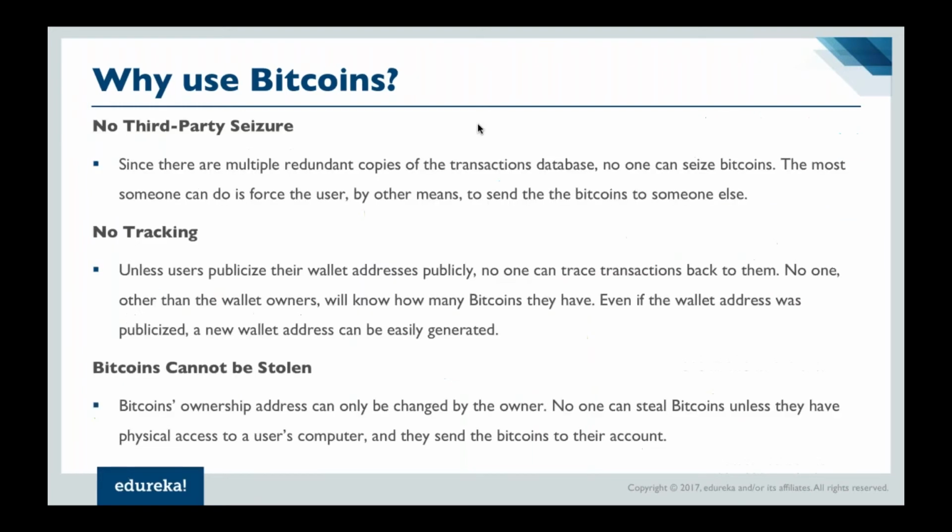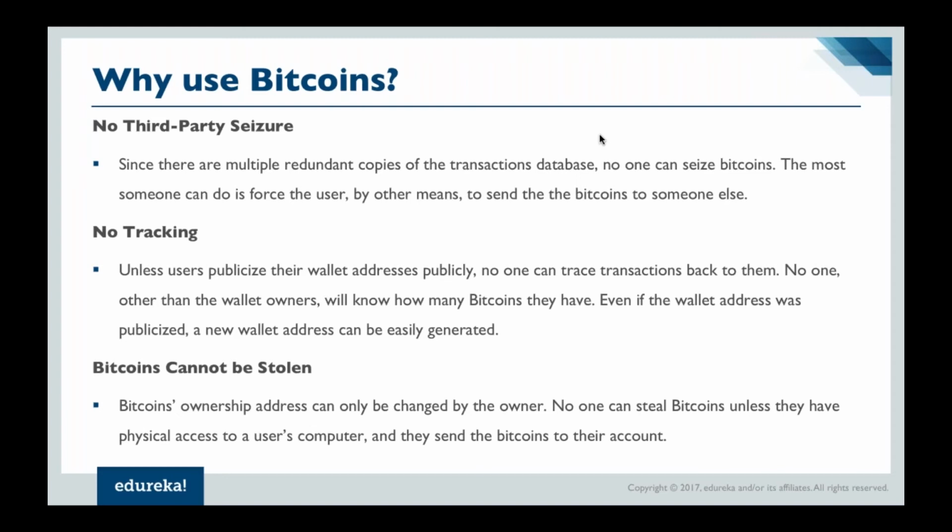So that could be a temporary halt on certain exchanges, but no one can stop Bitcoin. It's not controlled by one single organization or one single geography. If certain nodes of Bitcoin go down, or someone decides to shut it down, it doesn't really impact the other nodes in the network. So there is no third party seizure. The most someone can do is force the user by other means to send the Bitcoins to someone else.